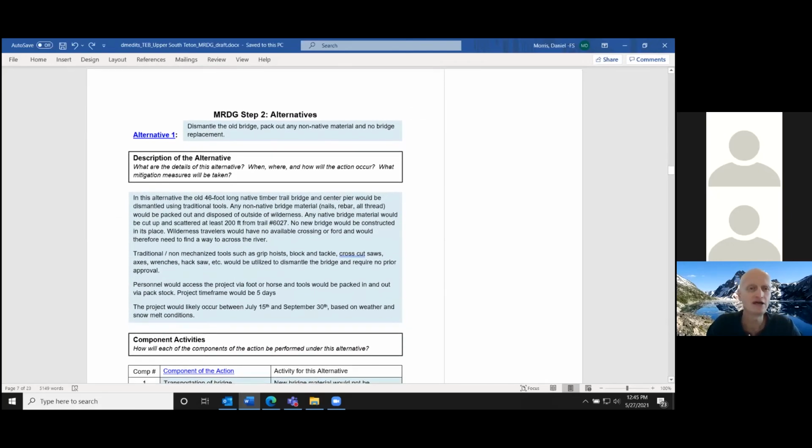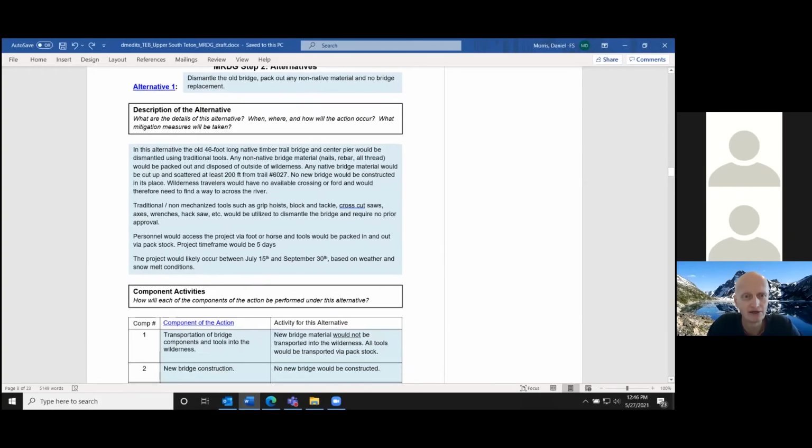All right, so into their alternatives. Alternative one is dismantle the old bridge and pack out any non-native material without bridge replacement. So in this project, we did not do a no action, mainly because we didn't really think it's an acceptable action to leave the old bridge just sitting there, since it's been determined to be unsafe. So this kind of takes, to some extent, the place of our no action alternative.